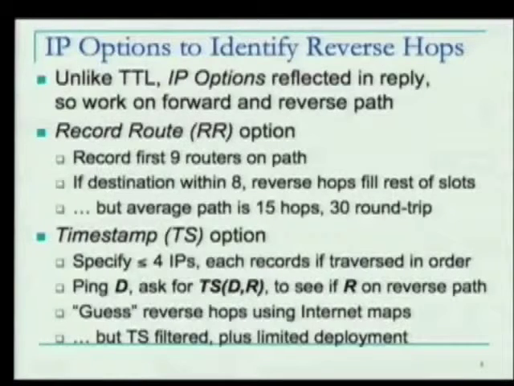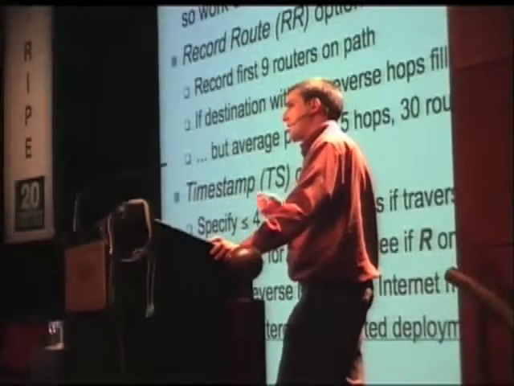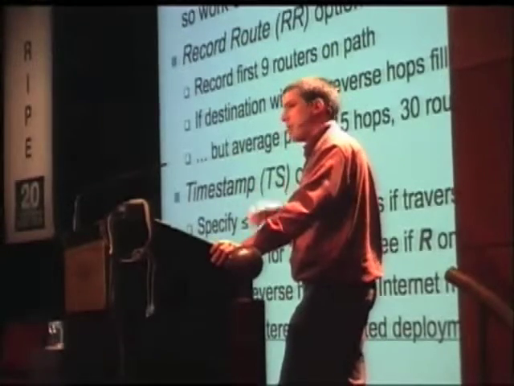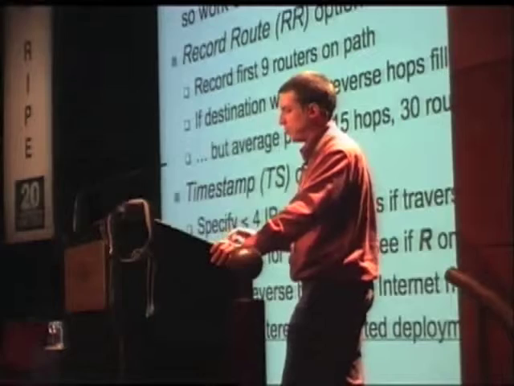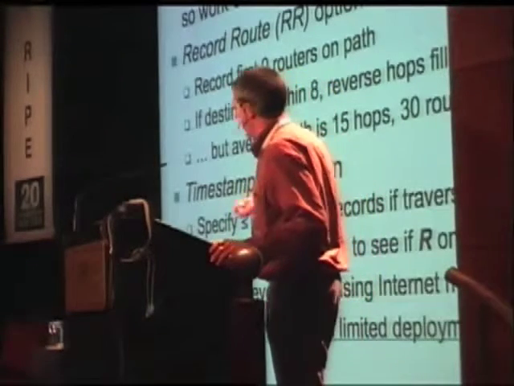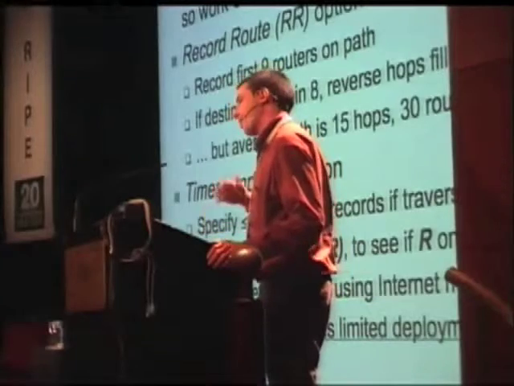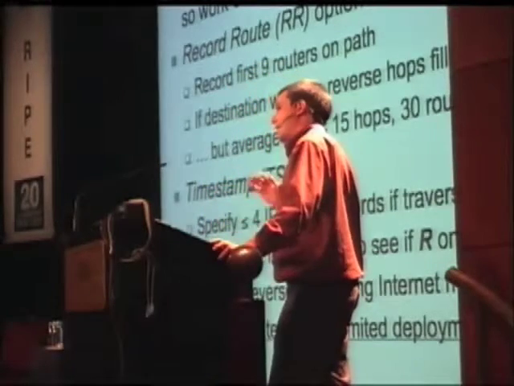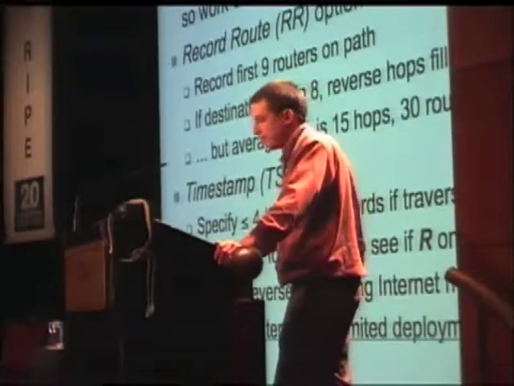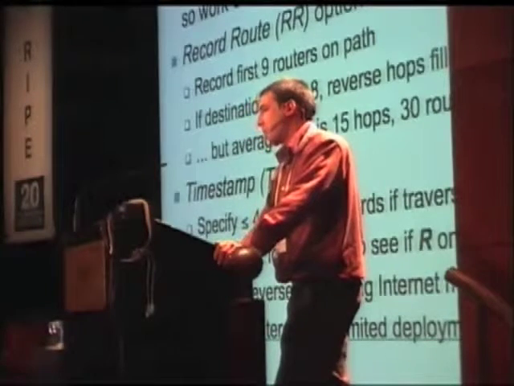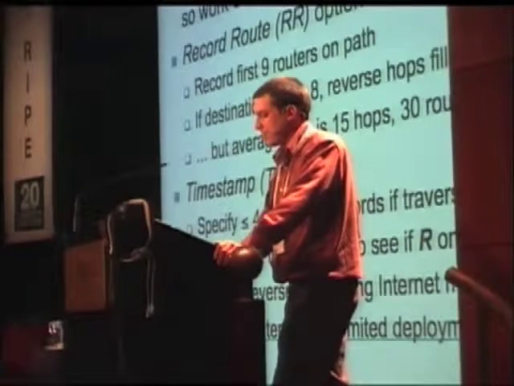IP options are generally reflected in the reply, so they're going to work over both the forward and the reverse path. The first option that we're going to use is the record route option. Record route will record the first 9 routers along the path, and so if the destination is within 8, then all the remaining slots will be filled out on the reverse path. So this is great if we're within 8, but the average internet path is about 15 hops in both directions, 30 round trips, so this is only going to work if we happen to be near the destination that we care about.